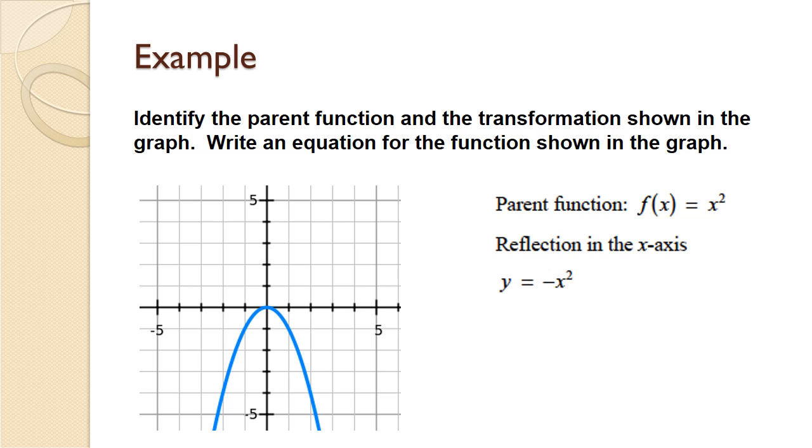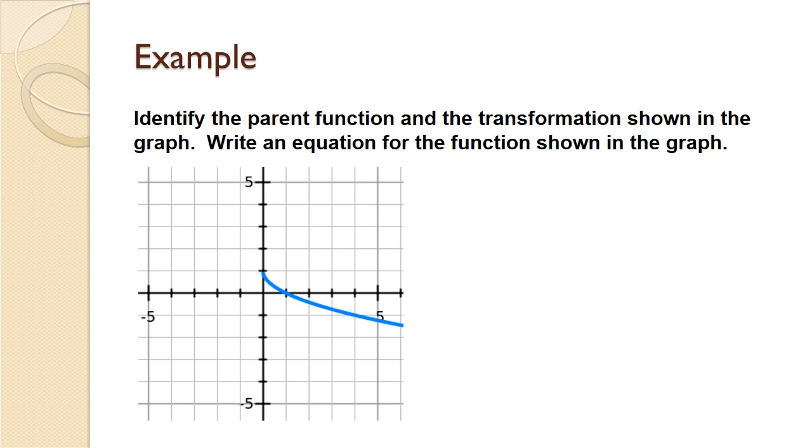The parent function is obviously x squared, and we have a reflection across the x-axis here, so it's going to be y equals negative x squared. Now we're going to identify the parent function and the transformation and write the equation. Pause the recording, give this a try, and resume the recording to check your answer.